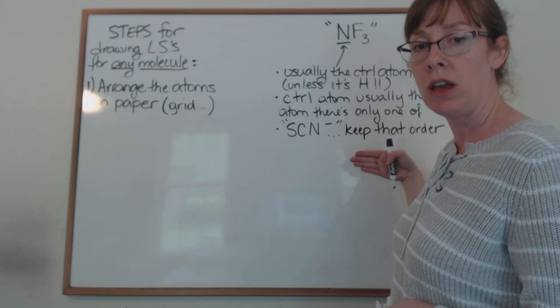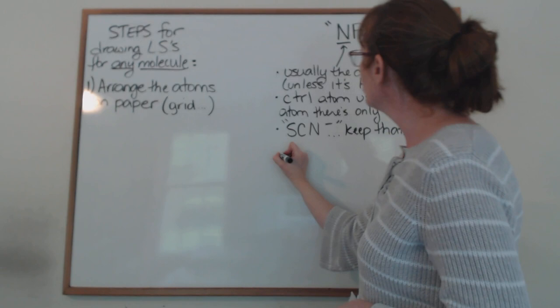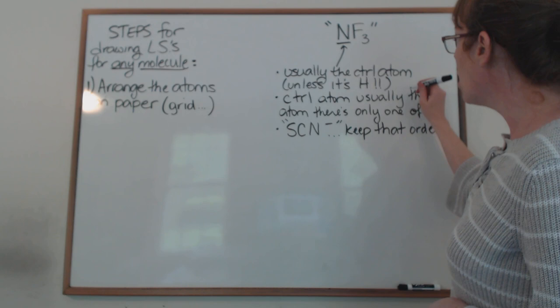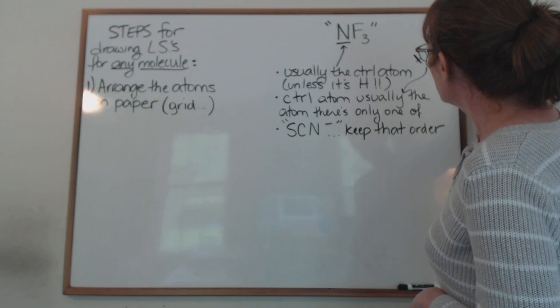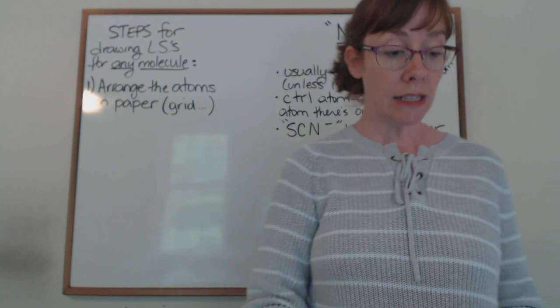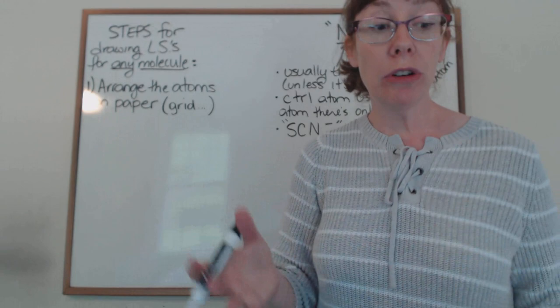And lastly, the central atom, let me just write it right here. Central atom is usually the atom there's only one of. It's also usually the least electronegative atom, EN. Electronegativity we will learn about in the next video, so don't worry about that too much. It'll come back to be fully complete in a little bit.